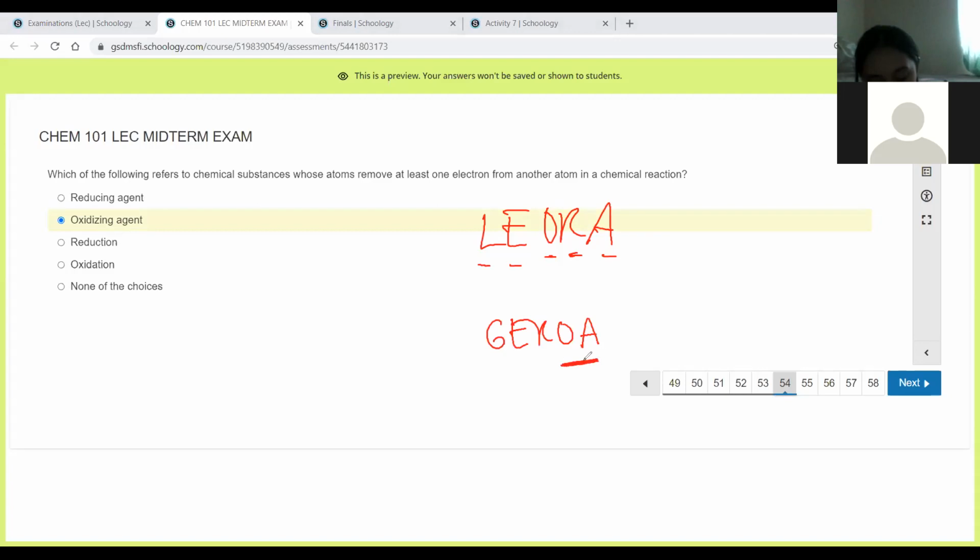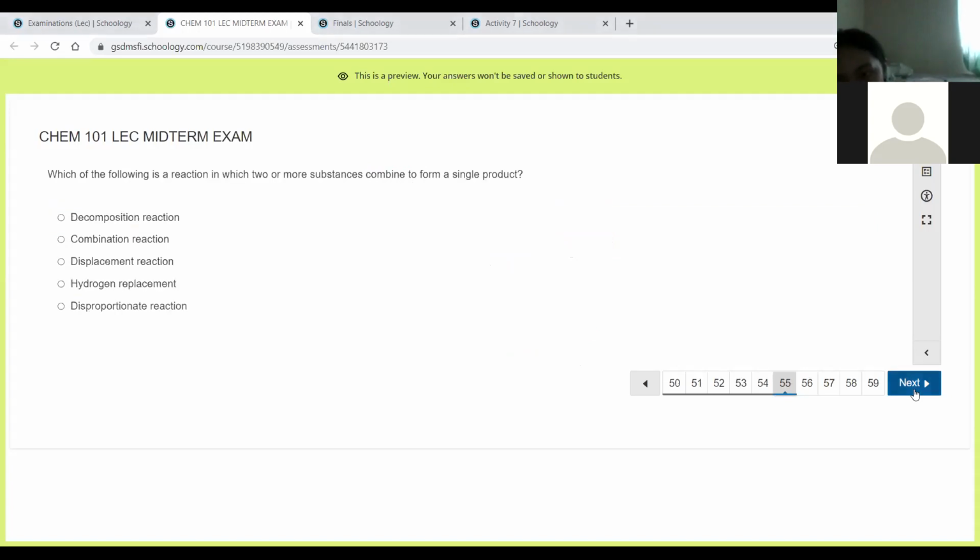Oxidizing agent, class, siya yung mag-gain ng electron. So since siya yung nag-gain ng electron, siya yung dahilan bakit mag-lose ng electron yung other substance. So siya yung magre-remove ng at least one electron from the other substance. So that is the oxidizing agent. Siya yung mag-gain, so siya yung kukuha. Siyang dahilan bakit may ma-remove na electron from the other substance.